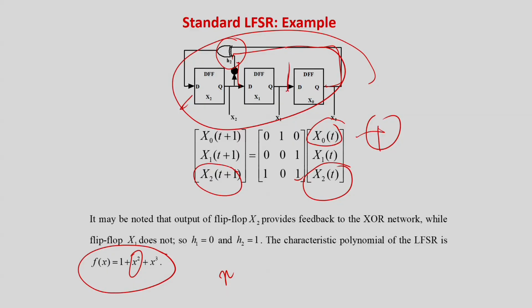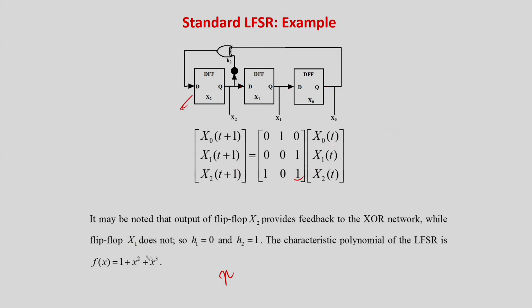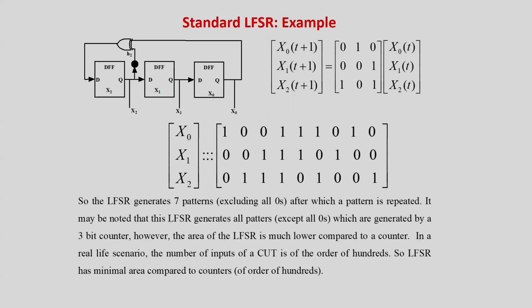Either I can also put a XOR gate over here, I can remove this, and I can also put a XOR gate over here. So this is how I can basically do it. Importantly, what it can generate. So first there is something called a seed. First you have to put a seed.